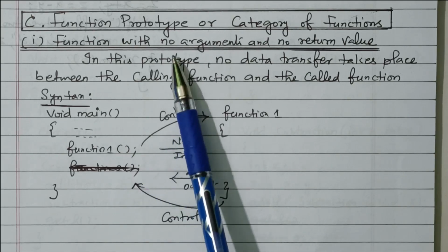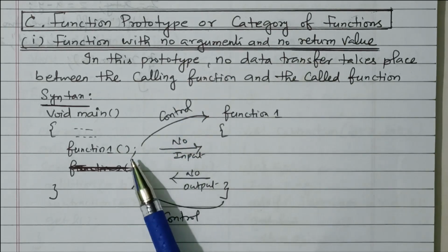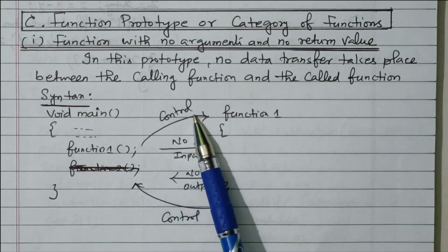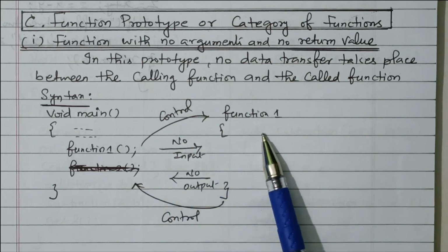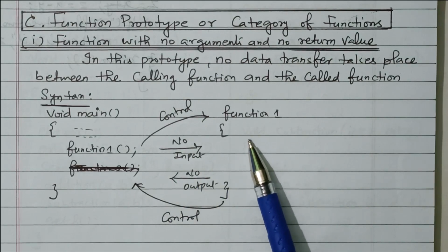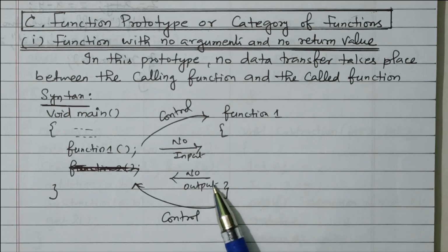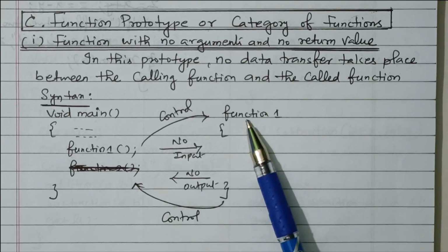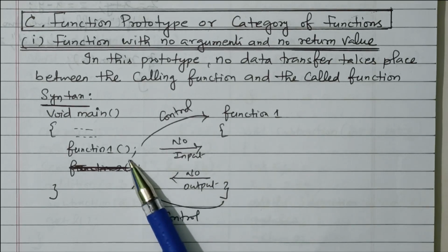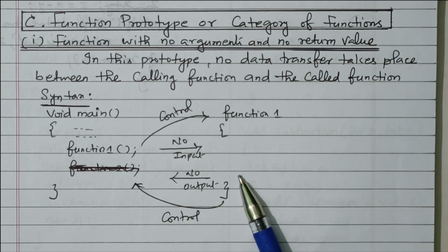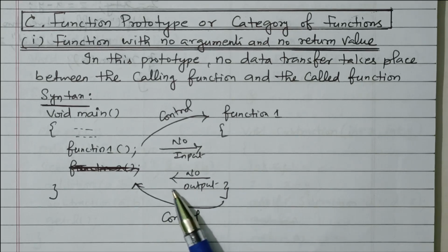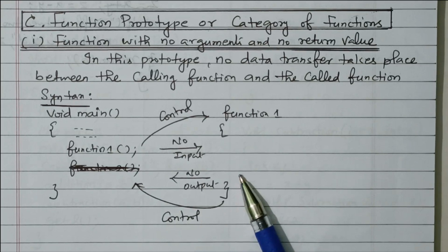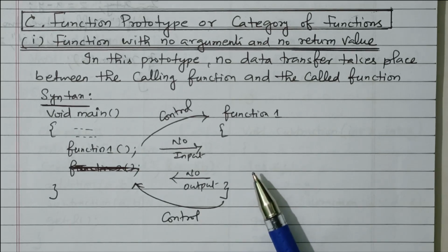In this, the type is no argument and no return value. So we are not passing any argument to the function. If any variable is needed, the function itself needs to get the variable. Similarly, the function is not returning any value to the main program, right? So there is no argument passed to the function, and no value is returned. We know that only one value will be returned by a function. Here this function is not returning any value, right?